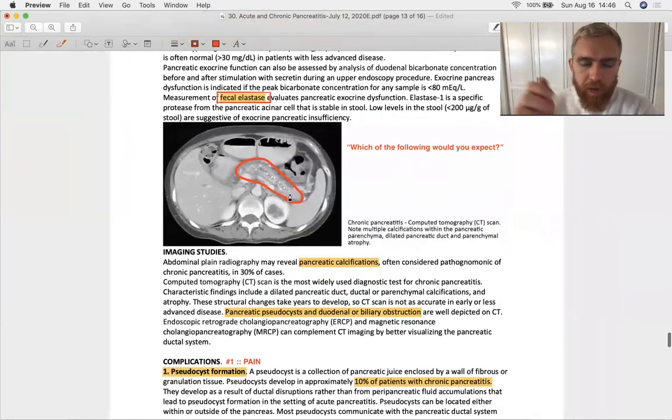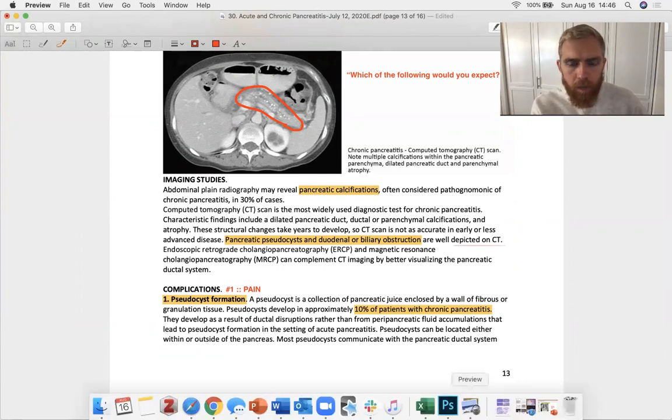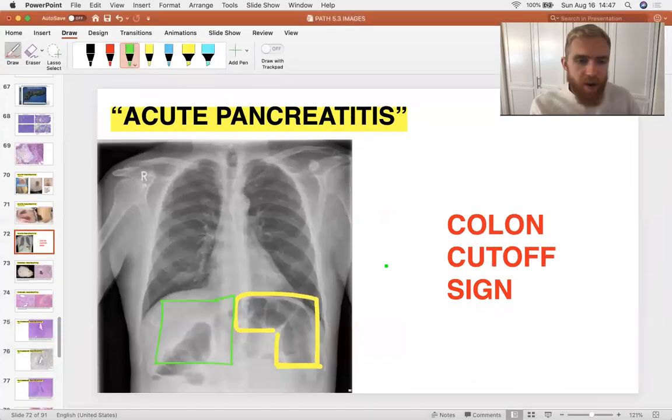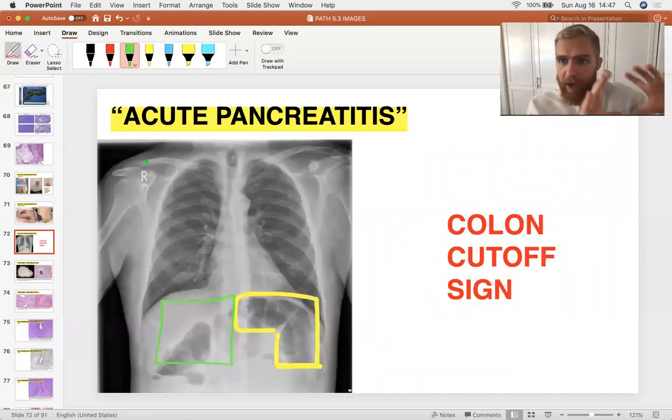So if you get shown this CT, the question might be, which of the following would you expect this patient to also present with? A good sample would be steatorrhea, fat malabsorption. Maybe they ask you something like night blindness, fat soluble vitamin deficiency. Or how did they get it? Chronic alcohol abuse. Pseudocysts and duodenal or biliary obstruction are well depicted on CT. So that duodenal obstruction, I know this is the transverse colon, but that's what obstruction looks like: just big, inflated bowel filled with air.